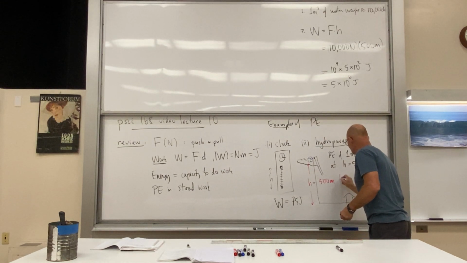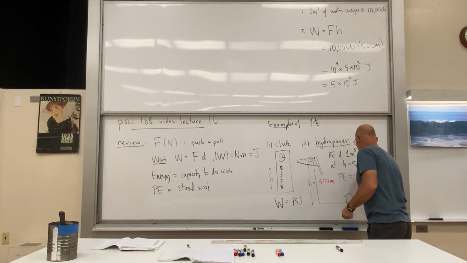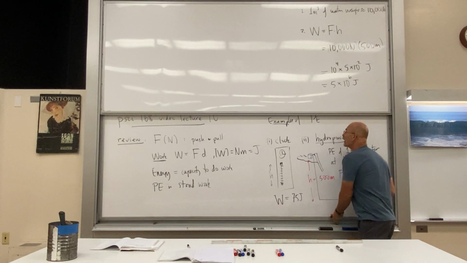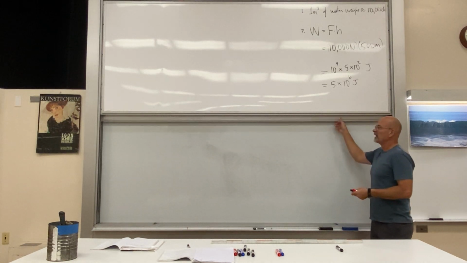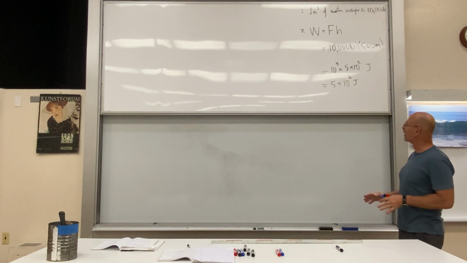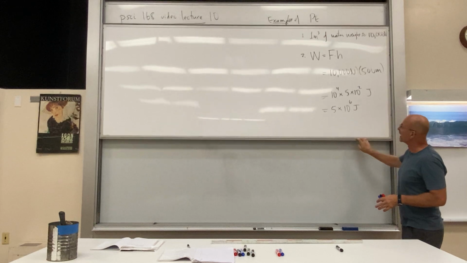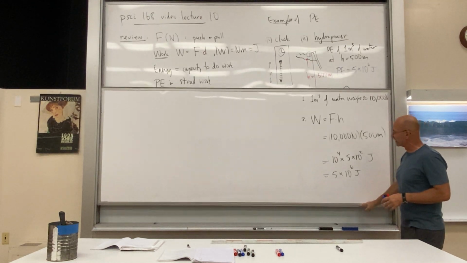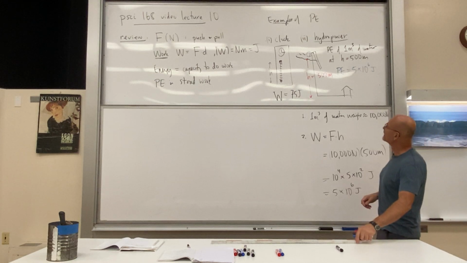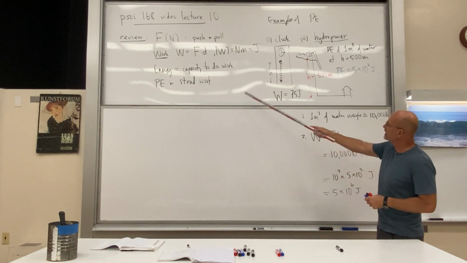So that potential energy is equal to 5 times 10 to the 6 joules. And you're going to see how important our scientific notation and powers of 10 are, because these numbers are going to get large very fast. Okay, so this was the review in the sense of what potential energy is, stored work.